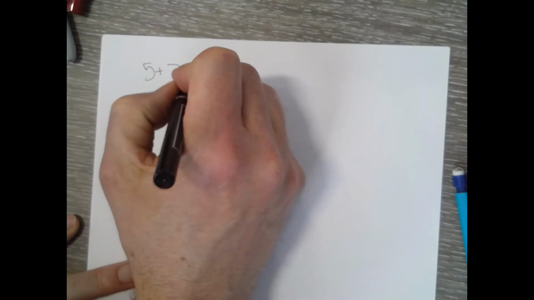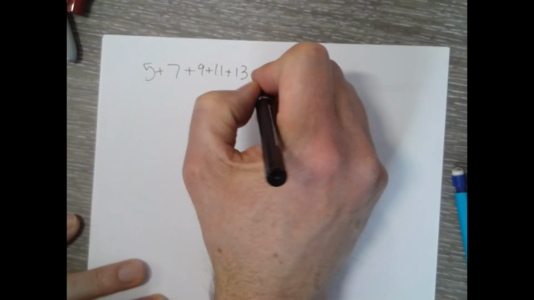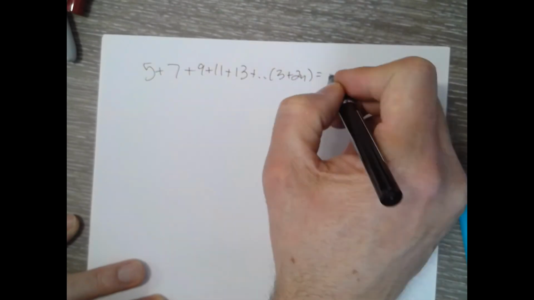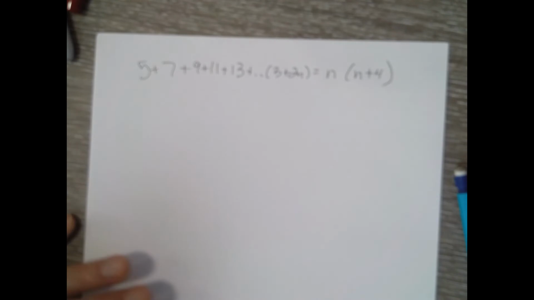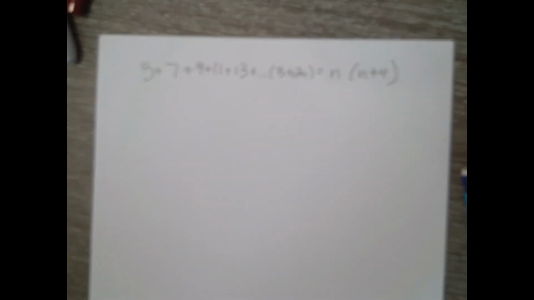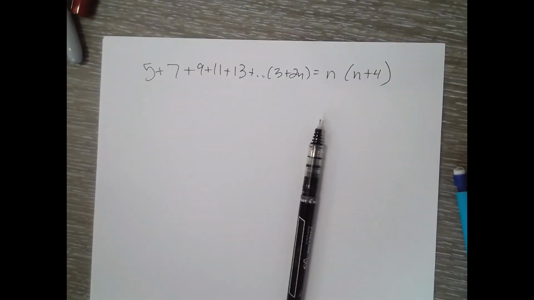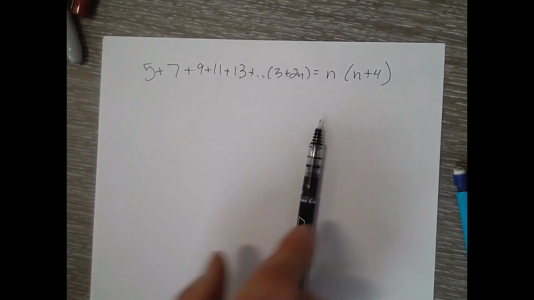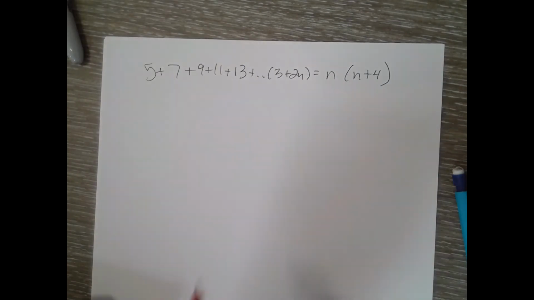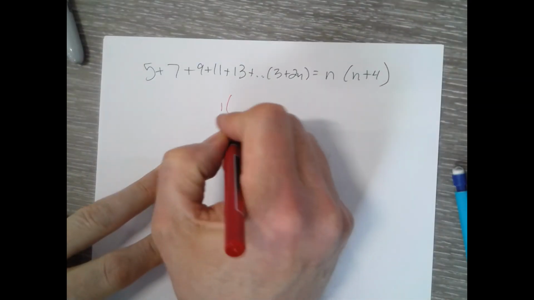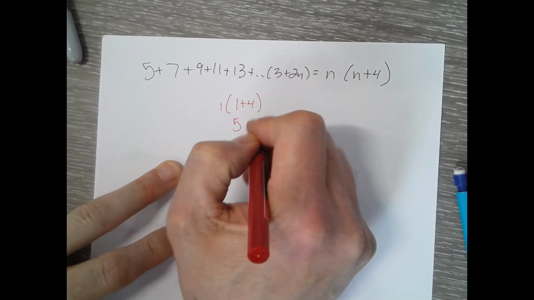All right. Last example. See if you can do it start to finish. Prove that using math induction. All right, so first thing we want to do is plug 1 in. 1 times 1 plus 4, 5 times 1 is 5, 5 equals 5, check mark.